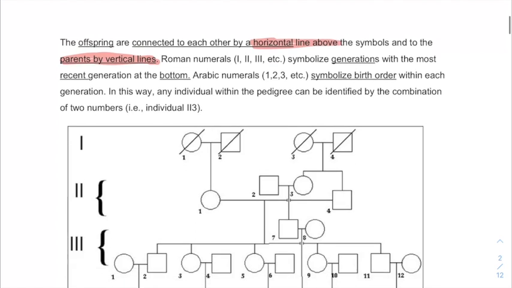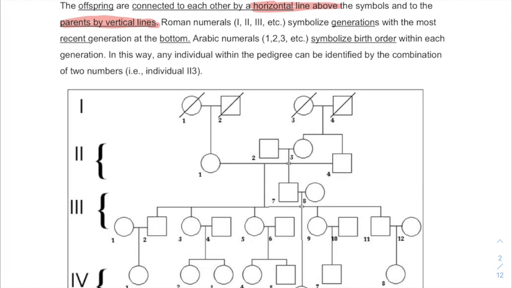We also tend to use Roman numerals to symbolize generations, with the most recent generation at the bottom, and Arabic numerals to symbolize the birth order. So here we can see generation 1 had a female child, then a male child, and then another female child, and then another male child. I guess we should actually think about these as people. I guess they're not siblings or anything. These have been shown to be deceased. That's what these lines here are for.